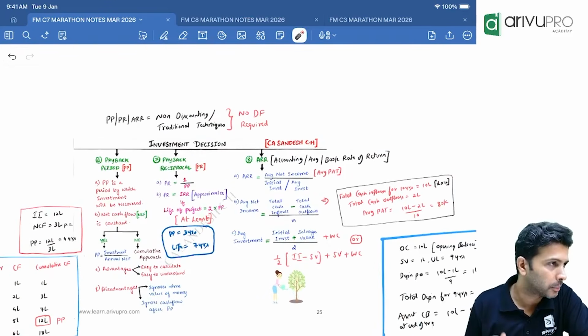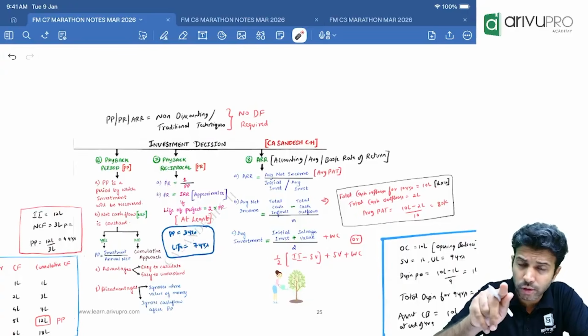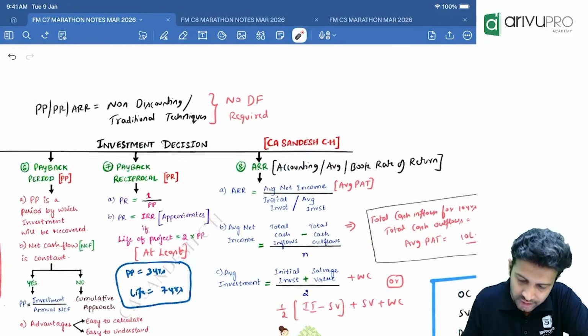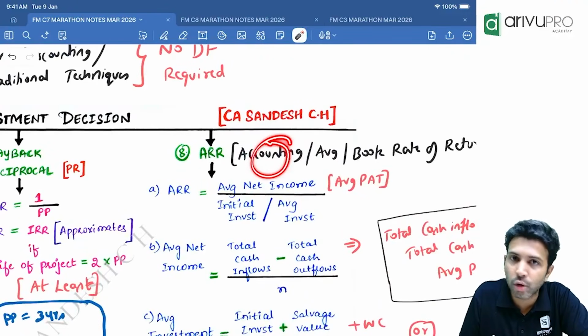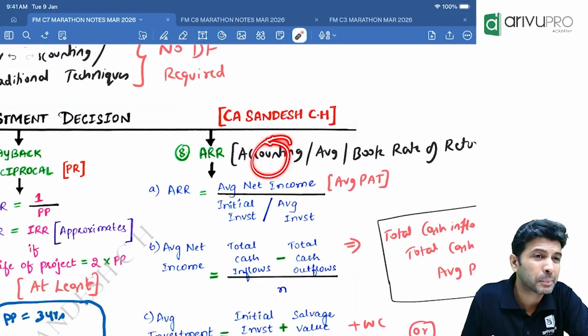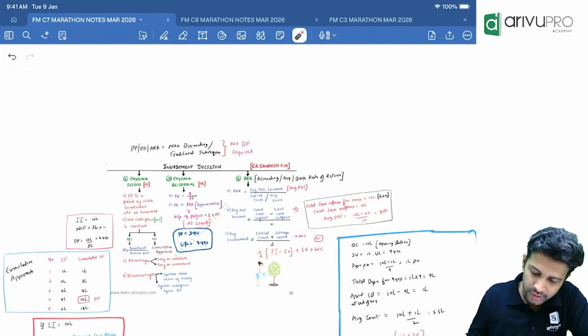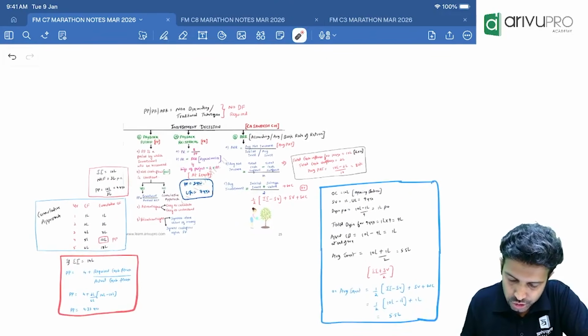That's about ARR. But remember, ARR doesn't use cash flow, it uses PAT. That's only, hence the name. This is the accounting rate of return. In accounts, we don't work with cash flow. We have profit. Correct? Okay. Done. Next.